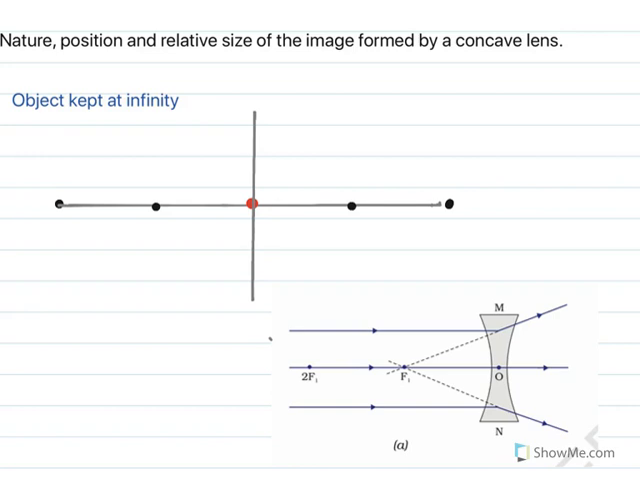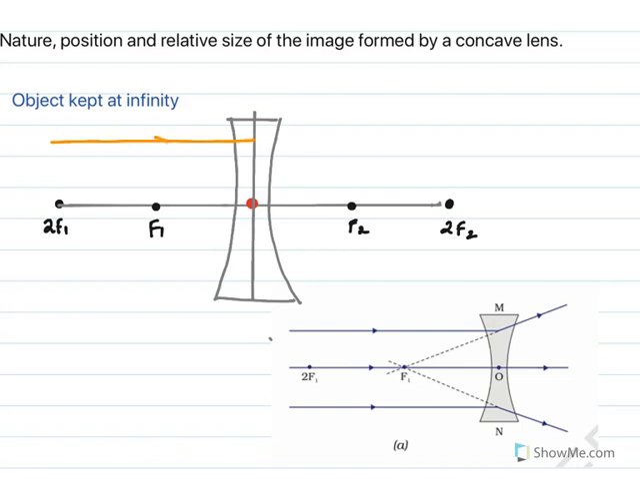So here we're going to now take the first case. When an object is kept at infinity, you draw your perpendiculars, the 4 points. So this is the lens, concave lens. This is 2F1, F1, F2, 2F2. And the object is kept at infinity, means it is kept far away. When the object is at infinity, the rays come parallel. We cannot draw the object here because it is too far away, and the rays from an object kept at infinity always will come parallel to the principal axis.